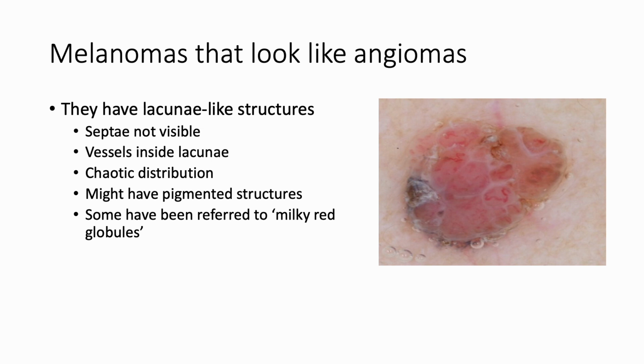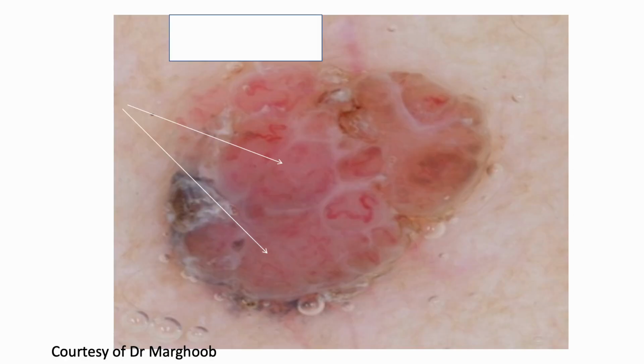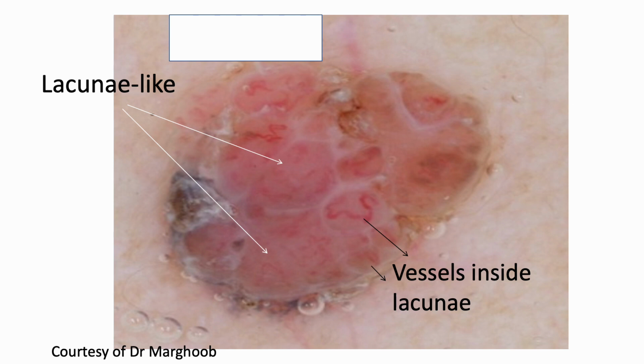milky red globules sometimes. So when you have read milky red globules on papers, it might be referring to these lacuna-like structures. So let's see this example here. You might confuse this with lacunae. So we call these lacuna-like structures, and we know they're not lacunae because you have vessels inside the lacuna.